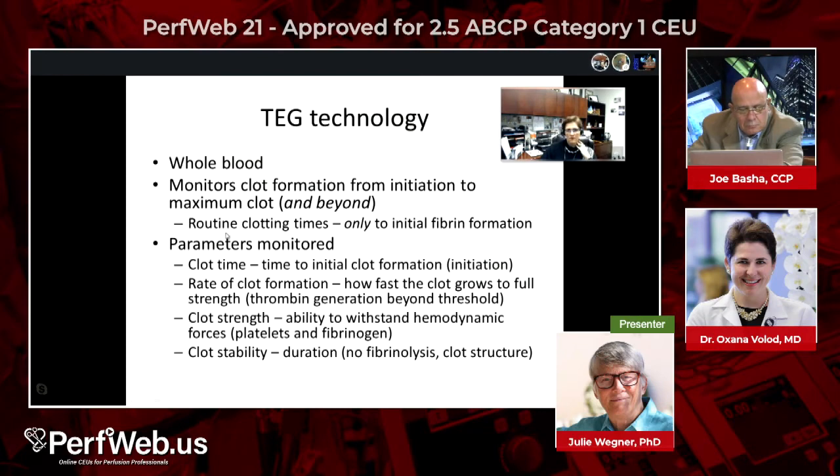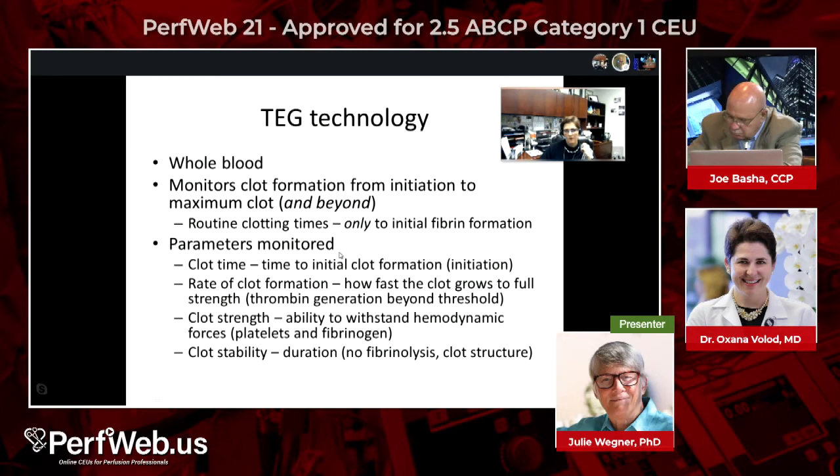Just as a caveat, with the routine clotting times, such as the PT and PTT, all you're looking at is initial fibrin formation. So only the initial part of that whole clotting process are you seeing with the routine clotting times, which is probably why they don't always correlate with what we see with the TEG.